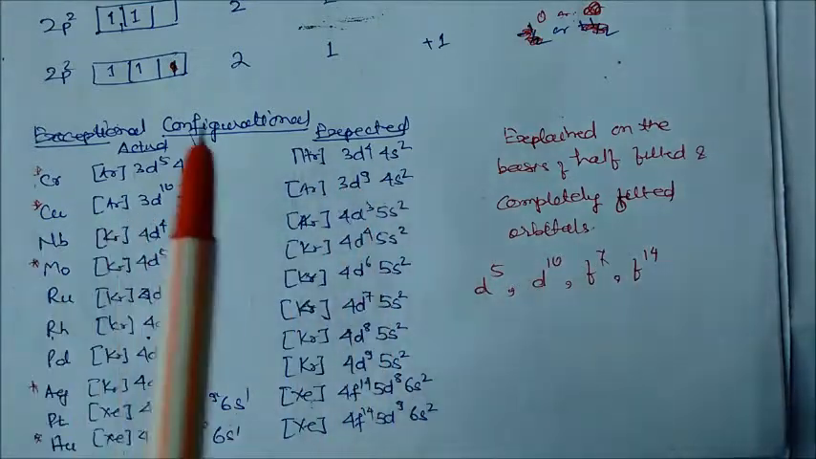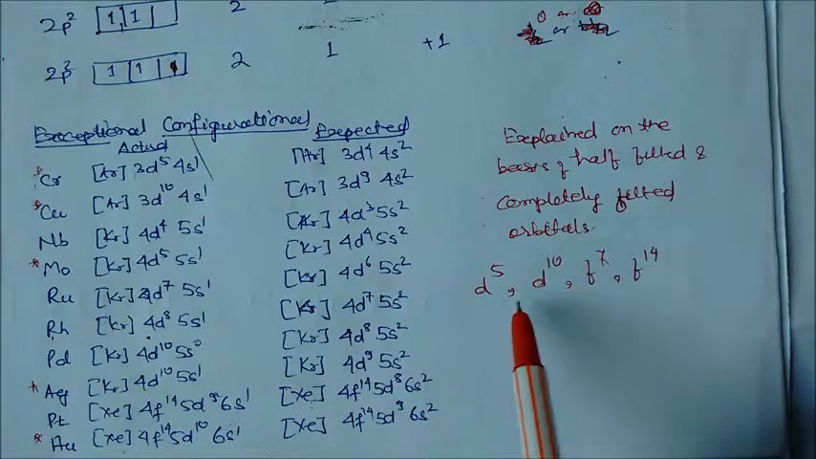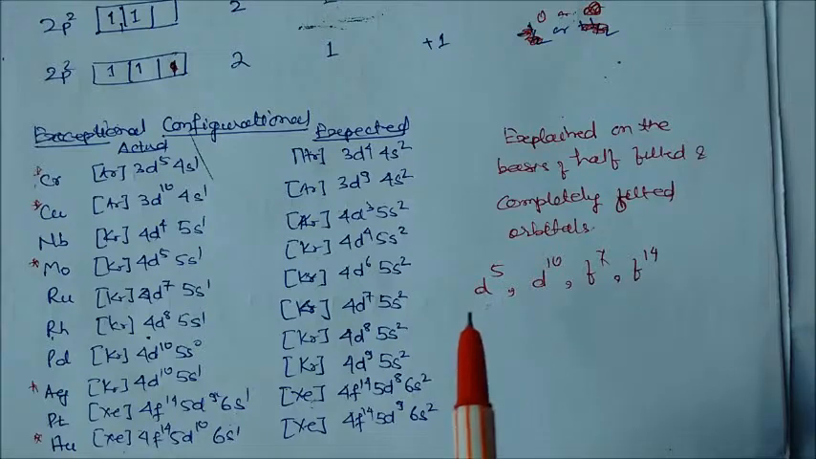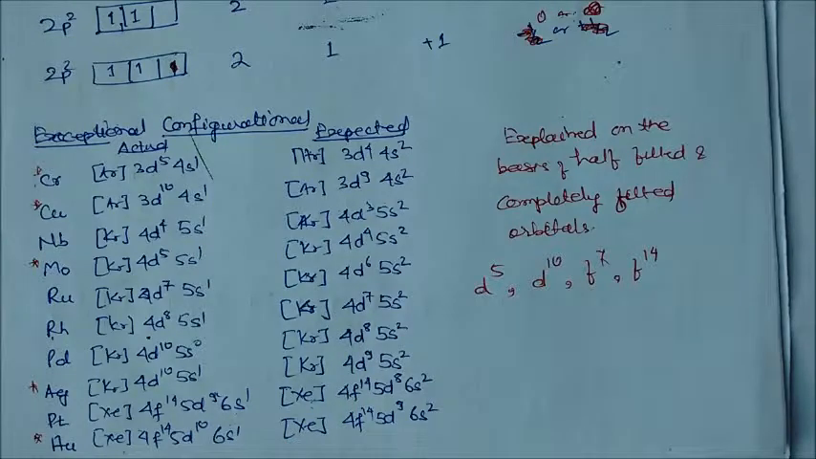Now why does this happen? This is explained on the basis of half-filled or completely filled orbitals. When the orbitals are d5, d10, f7, f14, they are more stable. So to maintain stability, this electron is jumping from the 4s1 to 3d10. Let us see how.